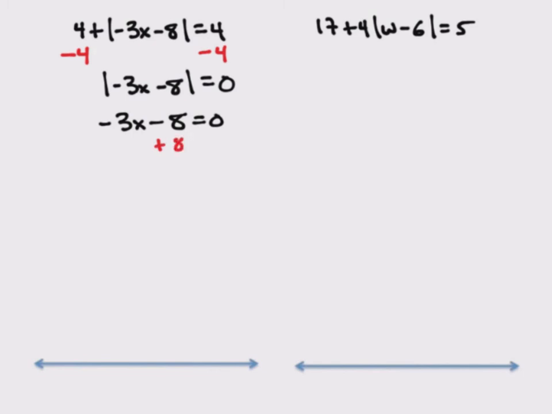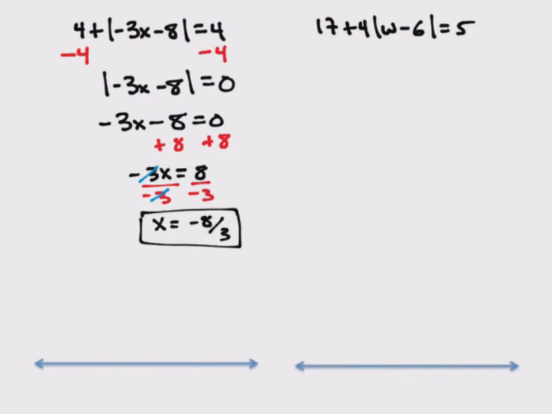Let's add 8 to both sides. And then I think we will divide both sides of the equation by negative 3. And we find that this particular equation ends up having only one solution, namely negative 8/3, which we can graph on our number line. Now, if this had been a number like 2 or like 4 or like 6, we would have split this up and it would have been negative 3x minus 8 equals 2 or negative 2, or it equals 4 or negative 4, or it equals 6 or negative 6.